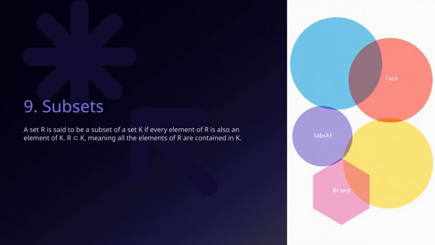A set R is said to be a subset of a set K if every element of R is also an element of K. In other words, R is a subset of K means that all the elements contained in R are also contained in K. This concept of subsets is fundamental because it helps us understand how sets relate to each other, especially when we want to compare their contents. It's a way of showing that one set is entirely included within another, which is crucial for building more complex ideas in set theory. Remember, recognizing subsets allows us to organize and classify sets based on their elements, tying directly into the broader themes of structure and relationships in mathematics.